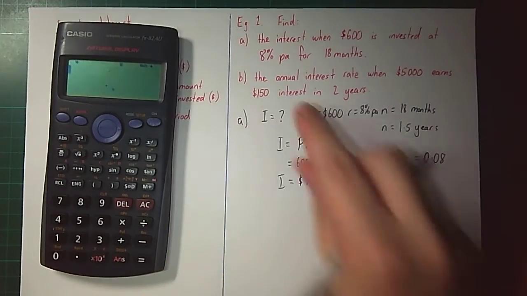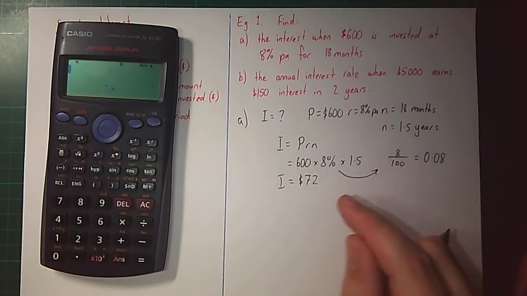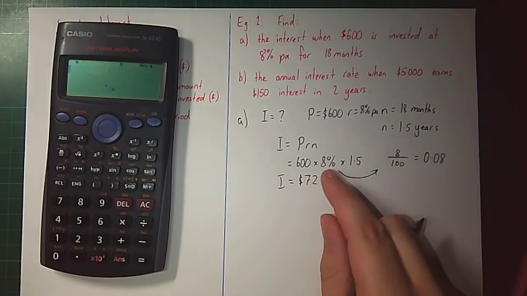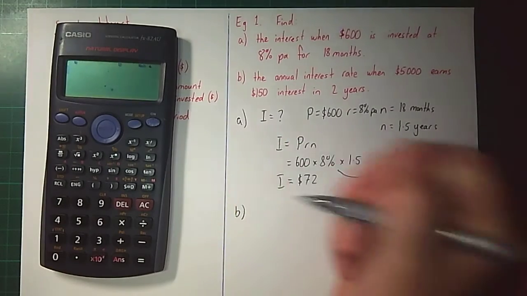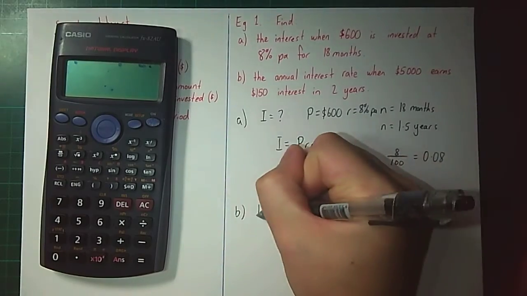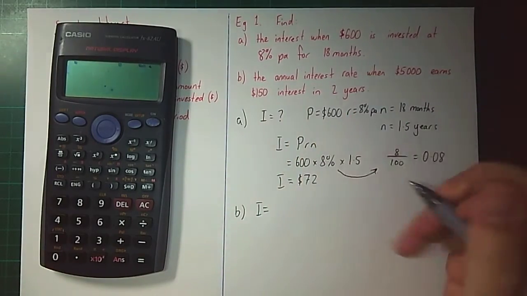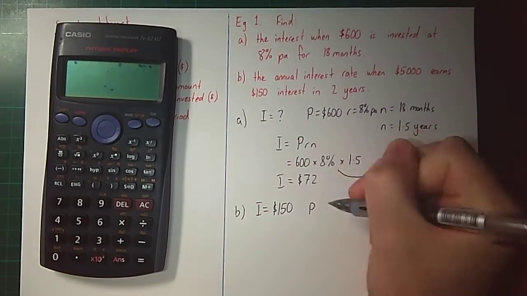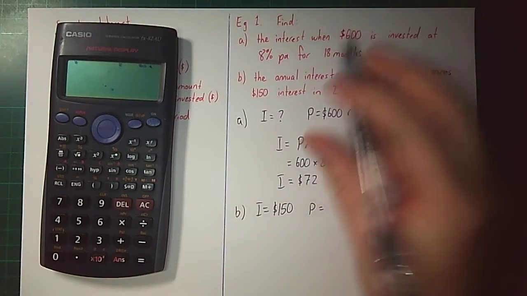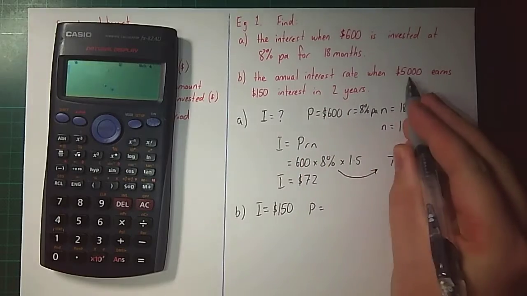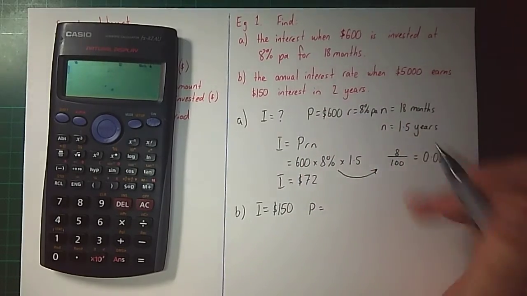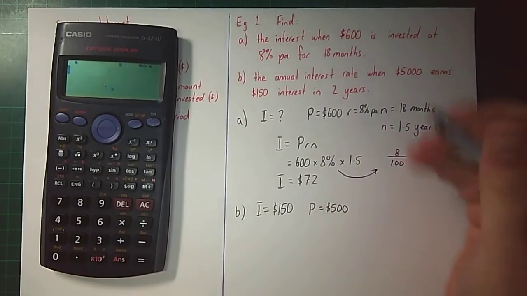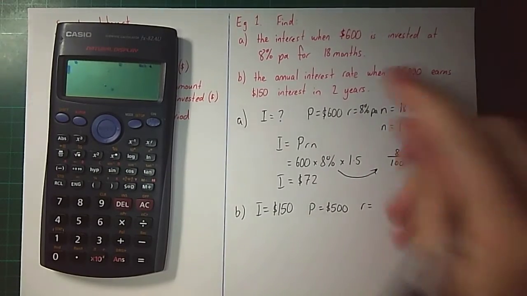Moving on to B, we've got find the annual interest rate when $5,000 earns $150 interest in 2 years. So let's figure out what we know. Now it tells us the interest. It says it's $150 interest. So we'll write that down. Now P, we're finding the interest rate when $5,000, so that's telling us that's how much we start with. And the rate is the thing we don't know.